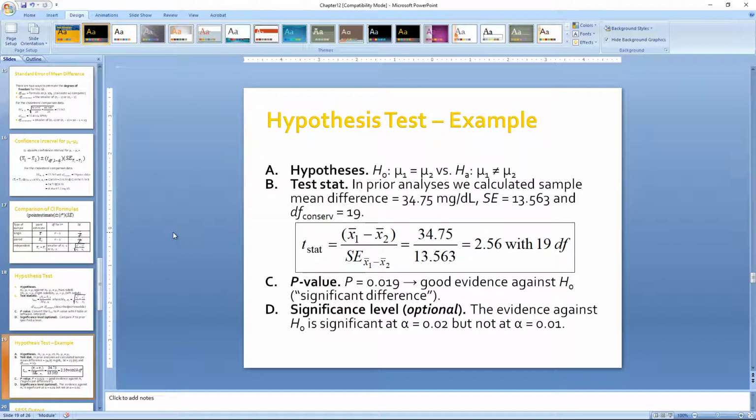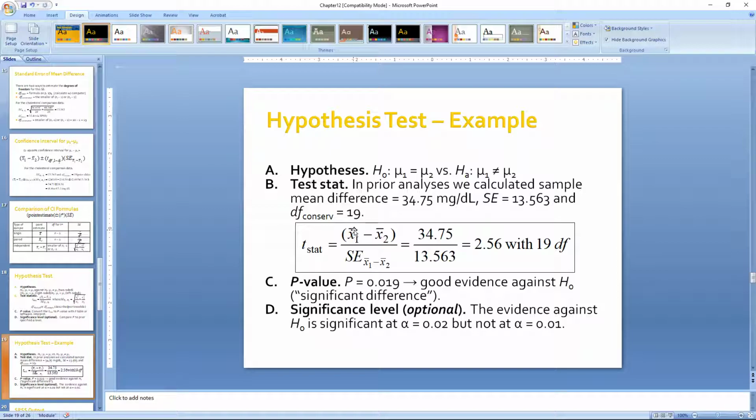So moving to a hypothesis test, we state our hypothesis of mu1 equals mu2 versus an alternative hypothesis where mu1 does not equal mu2, so it's going to be a two-sided test. In prior analysis, we calculated our sample mean difference of 34.75 milligrams and a standard error of 13.563 with our degrees of freedom conservative equal to 19.